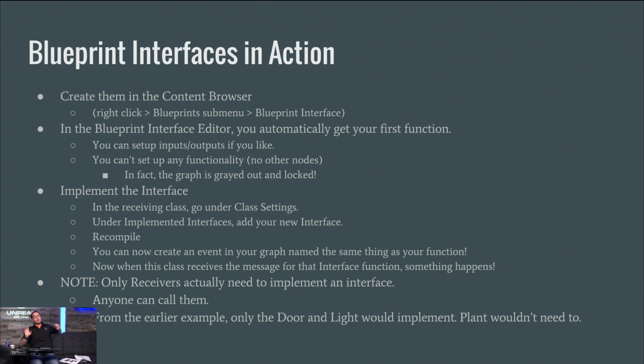Blueprint interfaces, you're going to start by creating them in the content browser. You simply right-click, go to the Blueprint submenu, and click on Blueprint Interface. Then you give it a name, press Enter, and then in the Blueprint Interface Editor, you will automatically get your first interface function. You have to give it a name, and then you can start setting up things like inputs and outputs. Once you've done that, your next step is, now, just a quick note, as you're setting up the inputs and outputs, you will notice that you cannot set up any functionality.